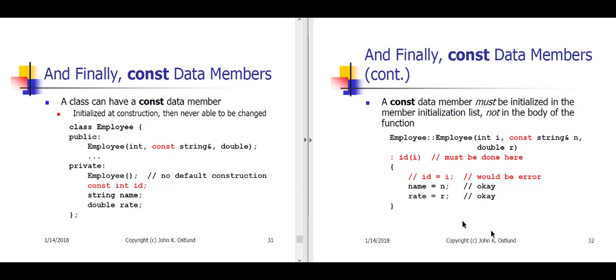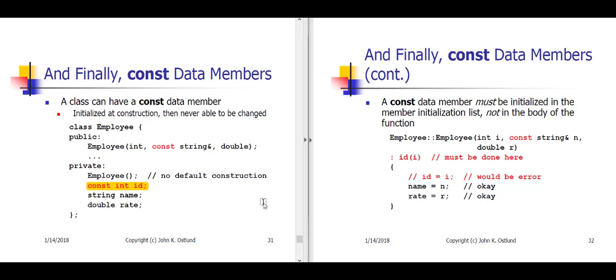And finally, the last thing we need to look at regarding const is what to do to initialize a data member that's declared const. For example, here on slide 31, we're showing an implementation of the employee class where each employee object has an ID number, a name, and a rate. And in this version of the employee class, we've specified that the ID data member is an int const.